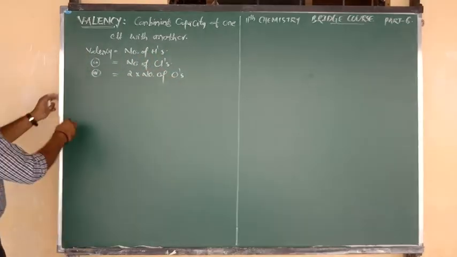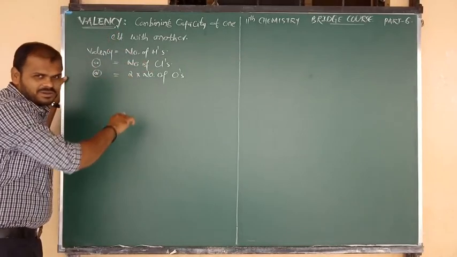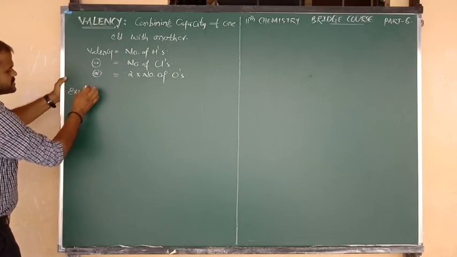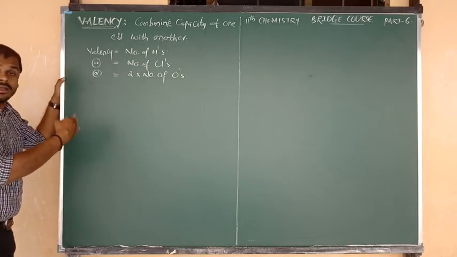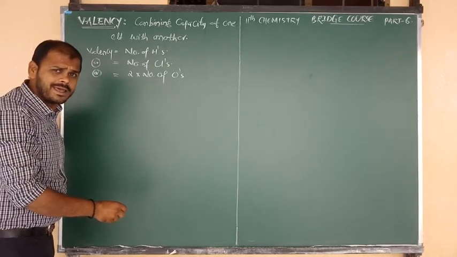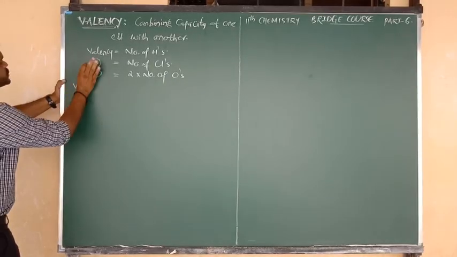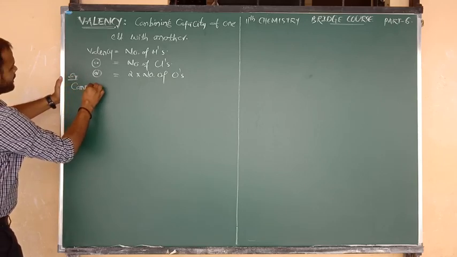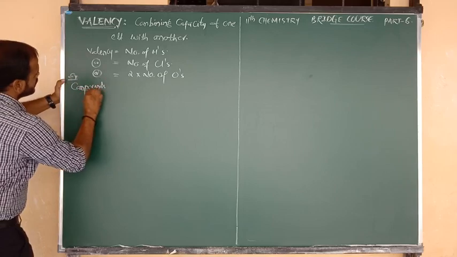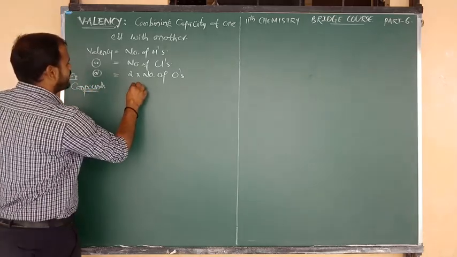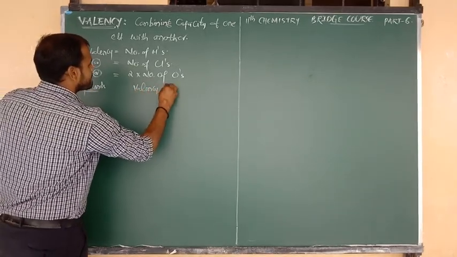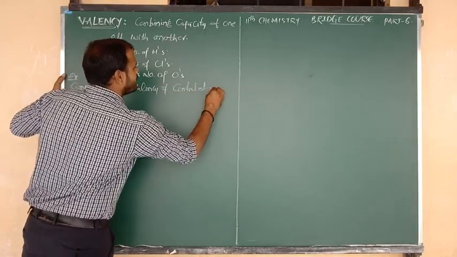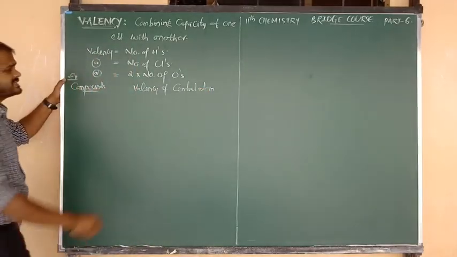On the basis of these three rules, I want to give you some examples. On one side I am going to write some compounds, and on the other side I will write the valency of the central atom. Try to say their respective valencies. That we are going to decide now.